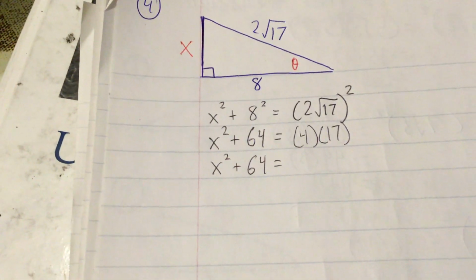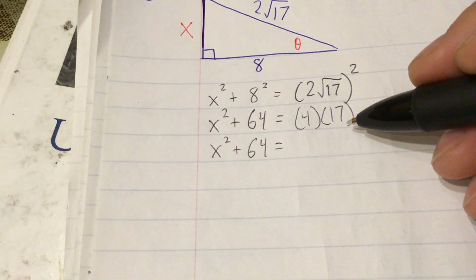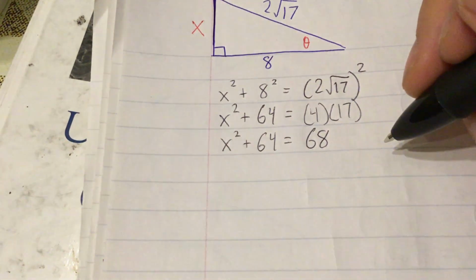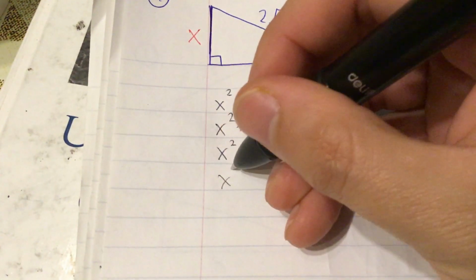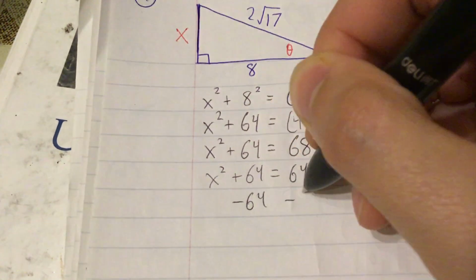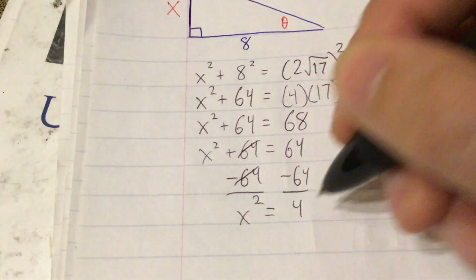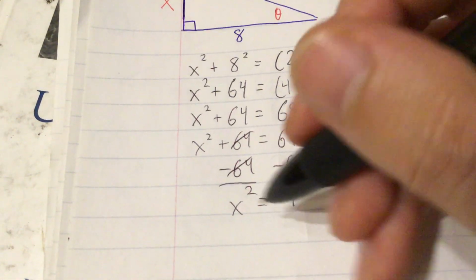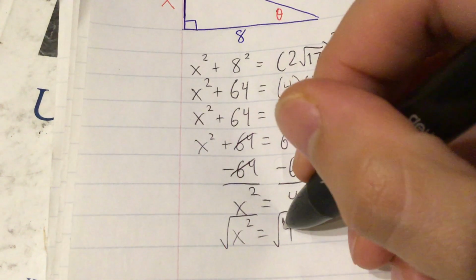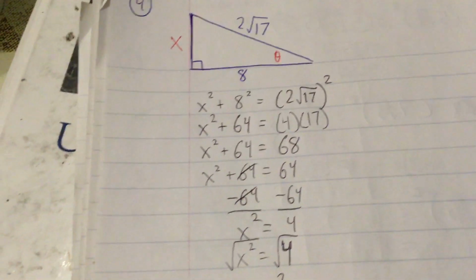And I'm going to get a calculator. Well, actually, you know what? If 2 times 17 is 34, I'm just going to double that. That's going to be 68. So 4 times 17 should be 68. Now I'm going to get x isolated by subtracting 64 from both sides. So that's going to get me x squared equals 4. How do I isolate x now? I'm going to square root both sides. Square root of 4 is 2. So that means that this unknown side length is going to be 2.